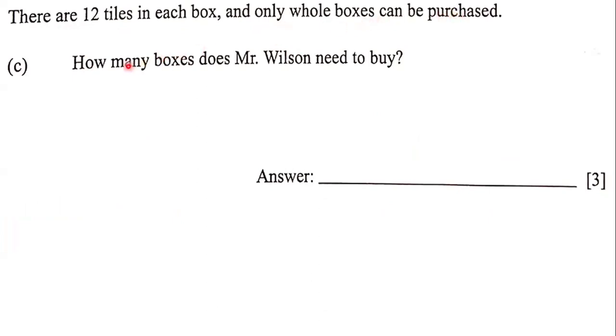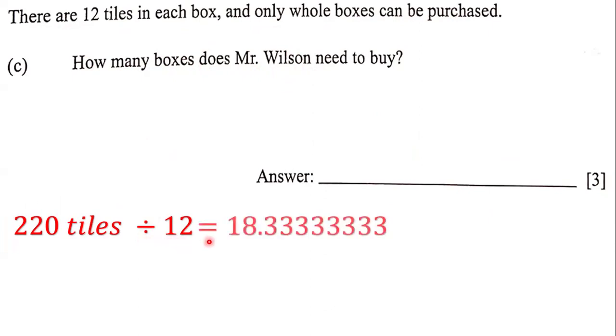Next, it says that there are 12 tiles in each box and only whole boxes can be purchased. How many boxes does Mr. Wilson need to buy? And so in order for us to do that, we know that he needs 220 tiles altogether. So we're going to divide that by 12 because there are 12 tiles in each box. And when we divide it, we get 18.33333 and continuing.